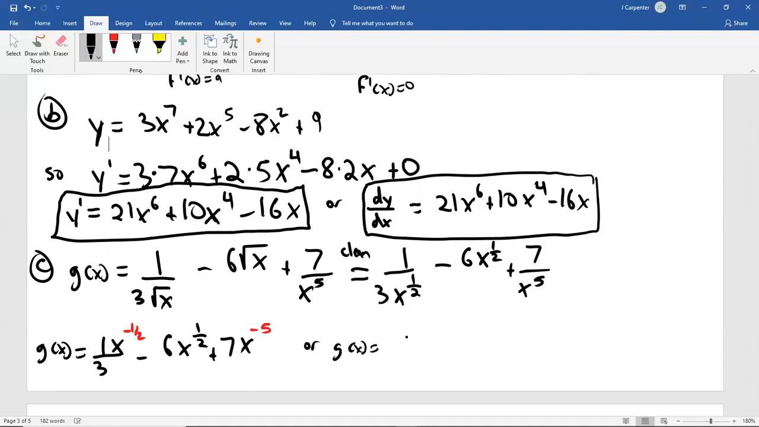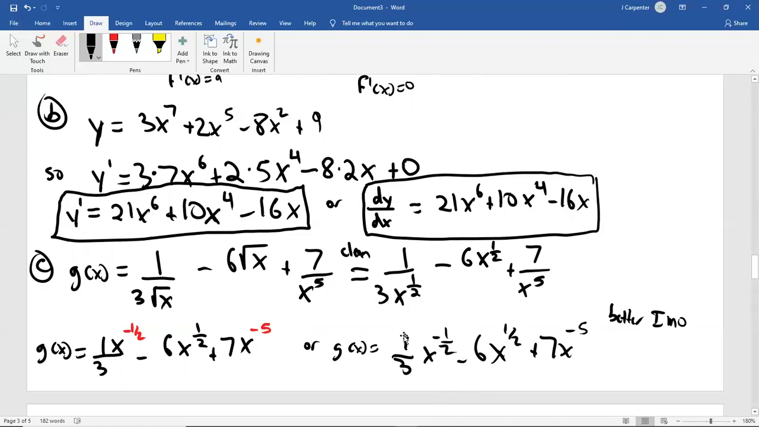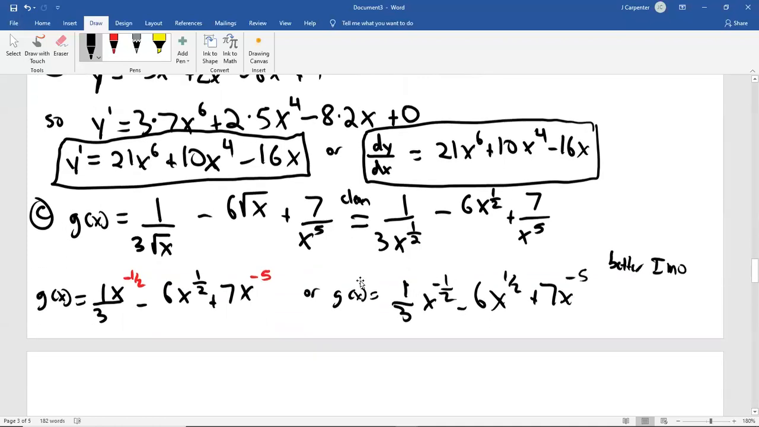So the other way you can write this is just 1/3, and then the x to the negative 1/2 to the side, minus 6x to the 1/2, plus 7x to the negative 5. I actually prefer the second version. I think the second version is better. In my opinion, IMO, in my opinion. So I'm going to go with the second version where the x's are to the side of fractions, because we're going to be bringing a fraction out front. It's just going to be easier to see that way.